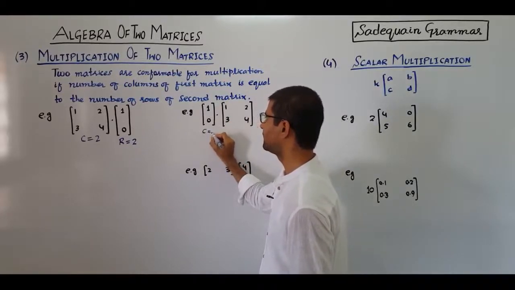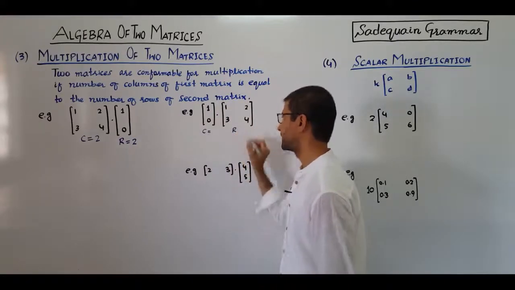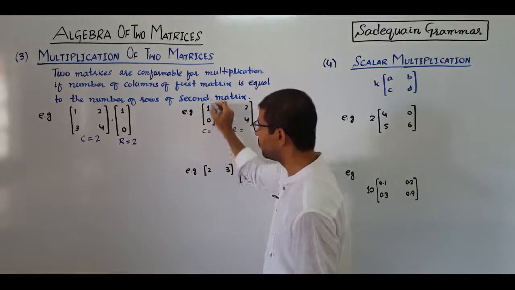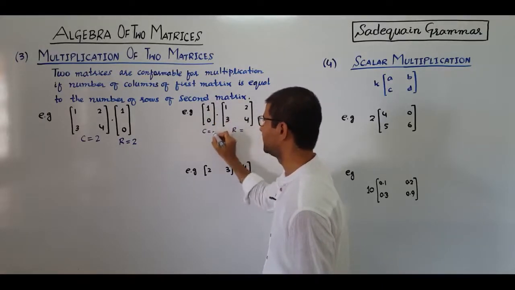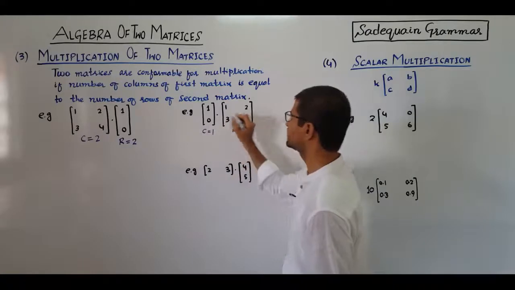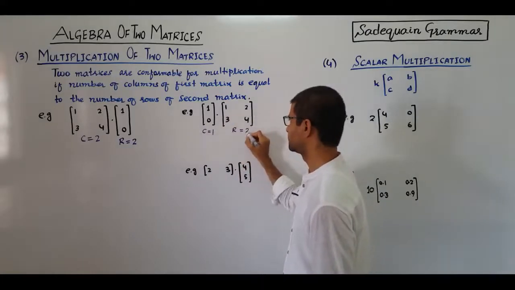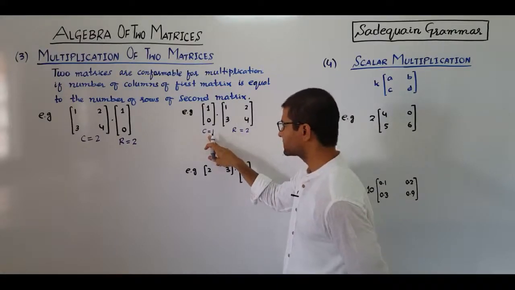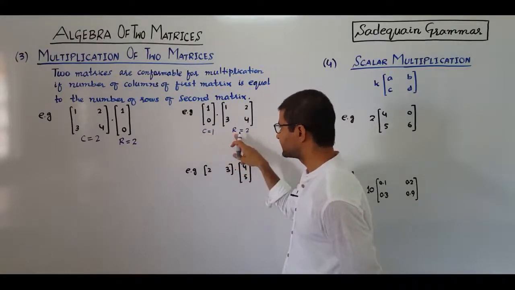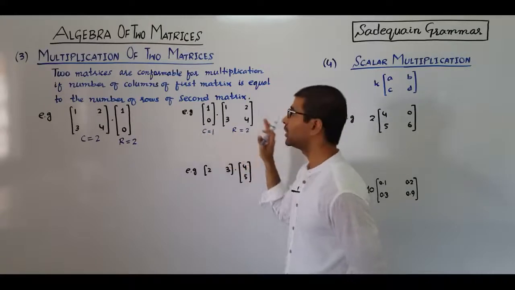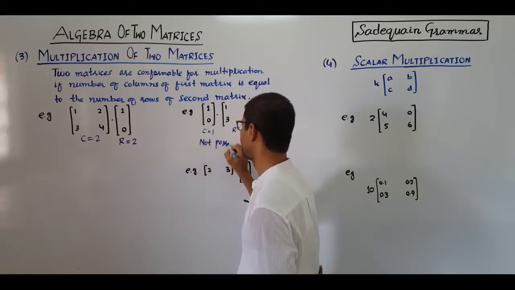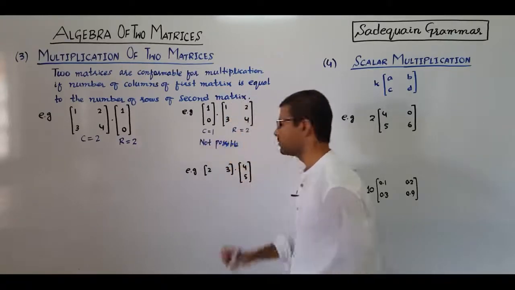Observe columns of first and rows of second. How many columns? The first matrix has only one column, one vertical line. The second has two rows. So in this example, the number of columns of the first and the number of rows of the second are different. So we cannot multiply. Multiplication is not possible.